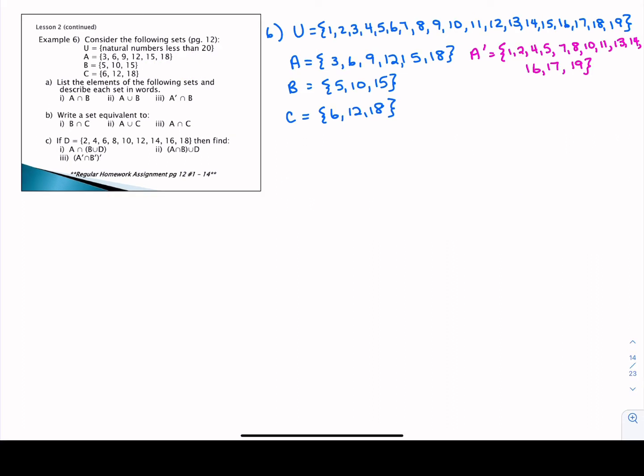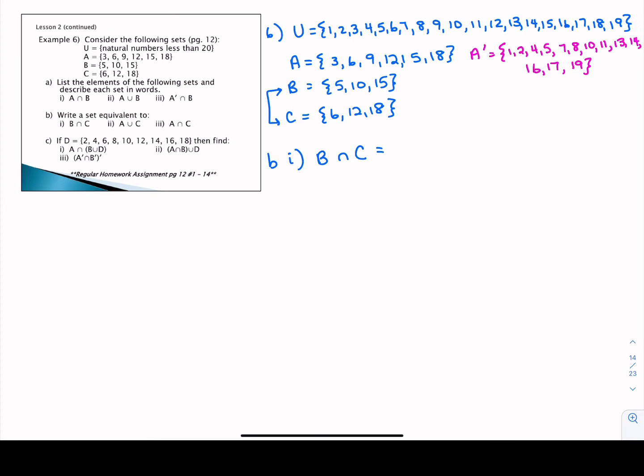So I'm leaving all of my set information at the top here, but we're going to continue with part B, subsection 1, I guess. So if we want you to write the set that is equivalent to B intersect C, it means we're looking for elements that are common to both. They have to be in both because this is an intersection. So if I look at my list, nothing is shared between B and C when we compare those two sets. So what this means is these two sets happen to be disjoint.